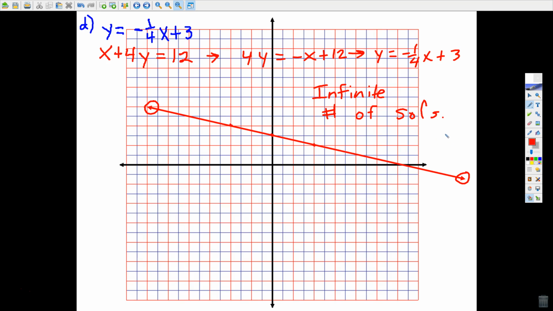So one of 3 things will happen. The lines cross, one solution. They never cross, no solution. It's just the same line written in 2 different ways, but when we simplify, we figure out it's really just the same line. This is the infinite number of solutions. All the ordered pairs on that line make the system true. Okay, questions before we move on? That's method number 1. That's the graphing method.